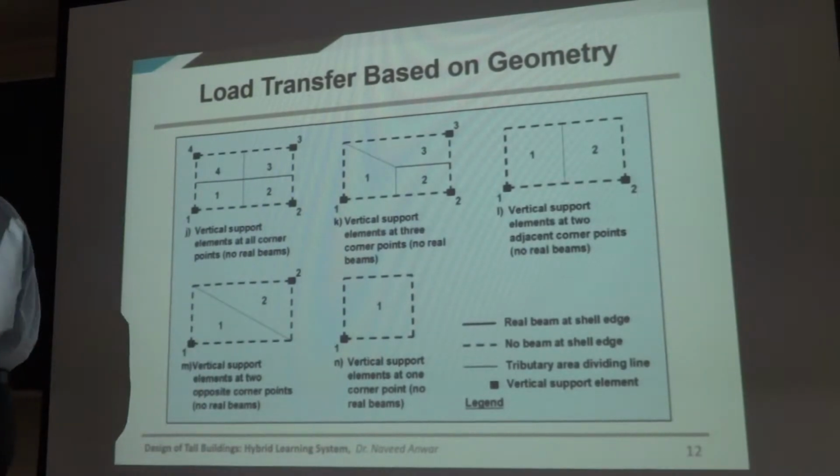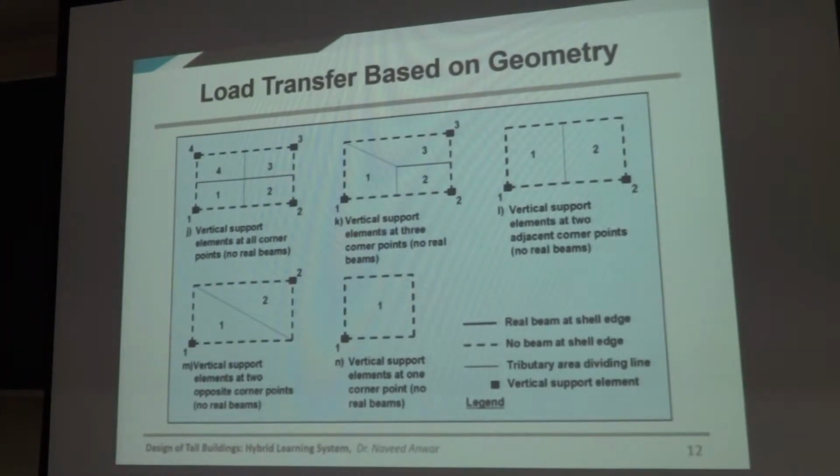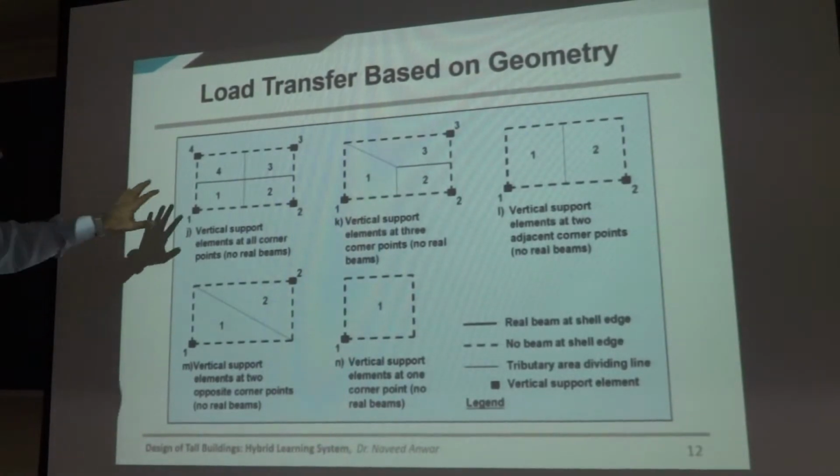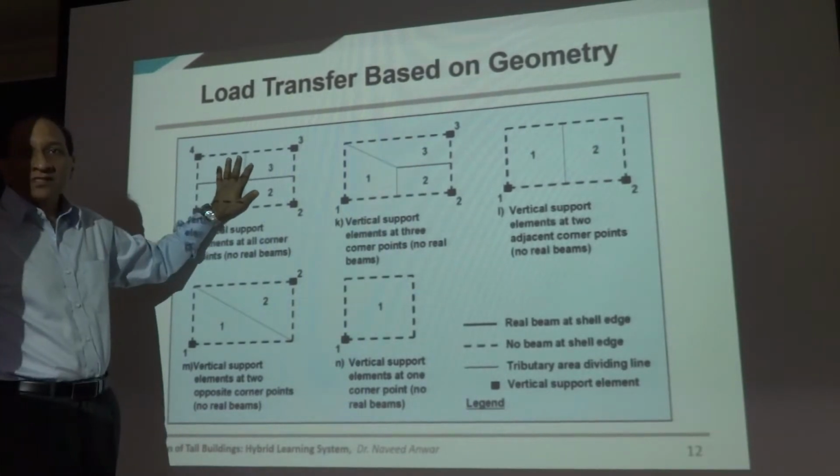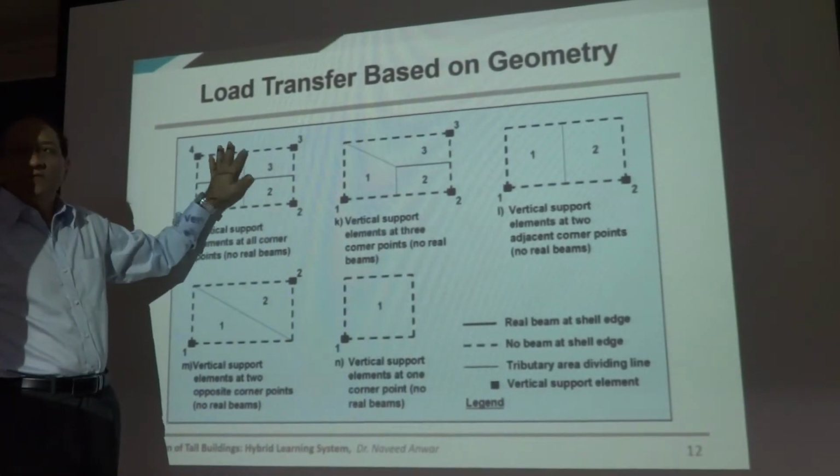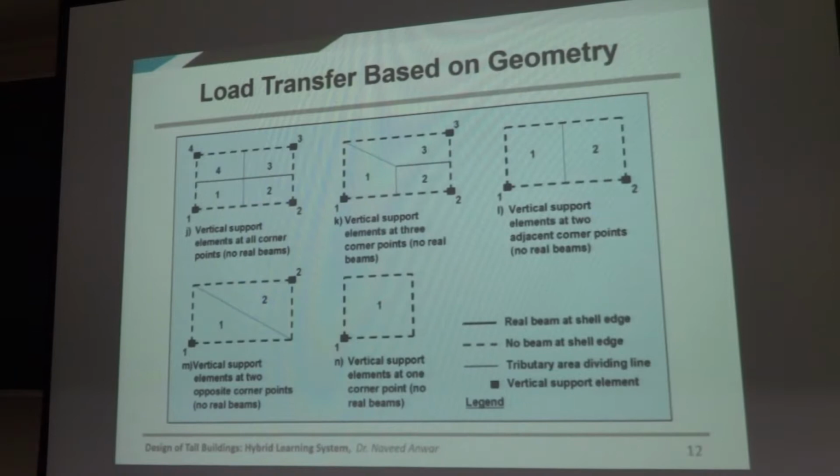This is called a tributary area concept, right? Still useful in many ways, but not useful for the design of this gravity system. Useful enough for the loads on the support system within reasonable accuracy.